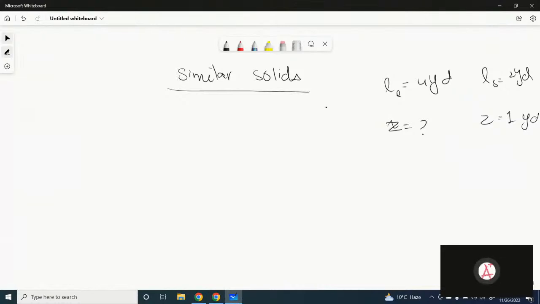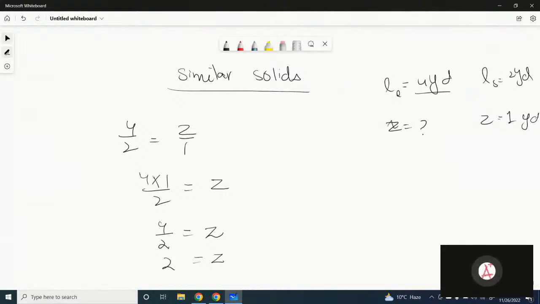So it would be 4 divided by 2 and Z divided by 1. Just solve the proportion for Z. It would be 4 times 1 over 2 equals Z. 4 times 1 is 4 and 4 divided by 2 is 2. That means the value of Z is 2. So just select the correct option.